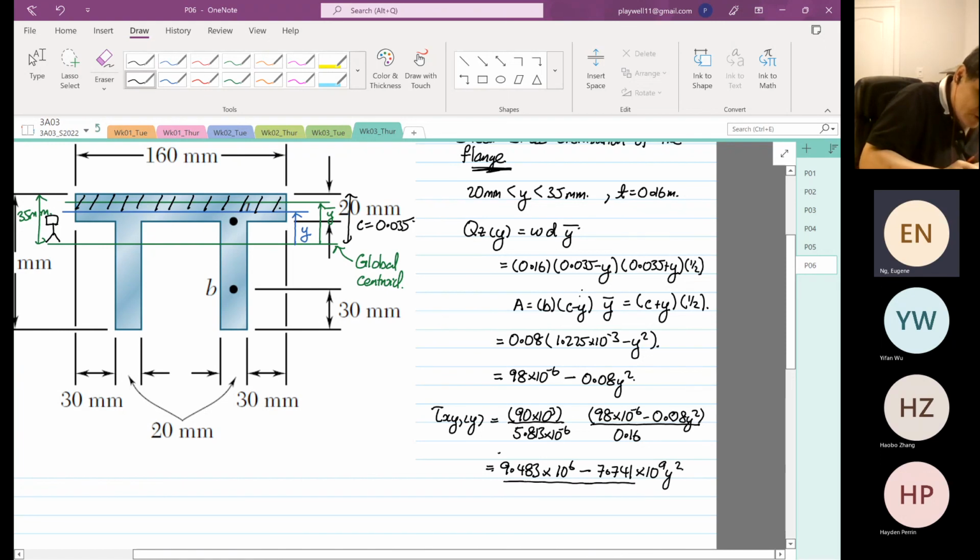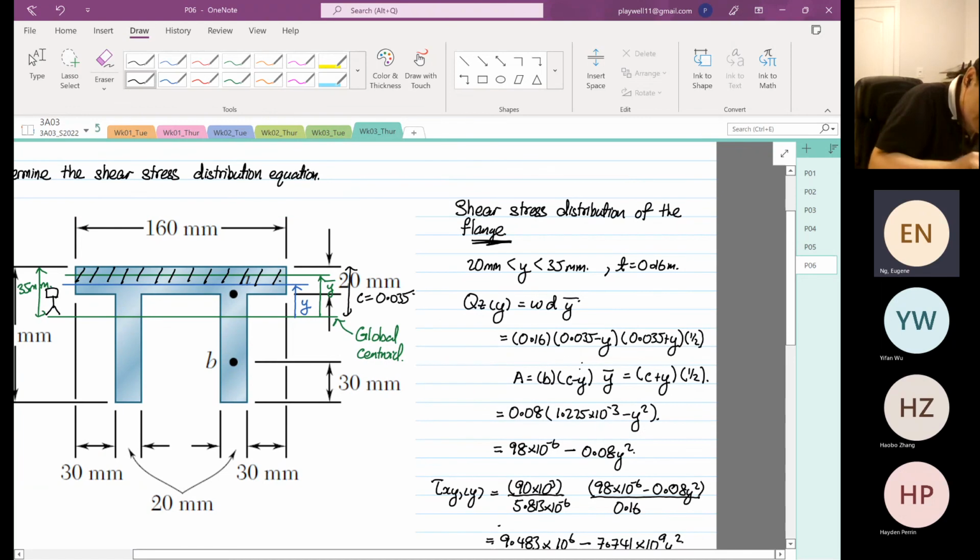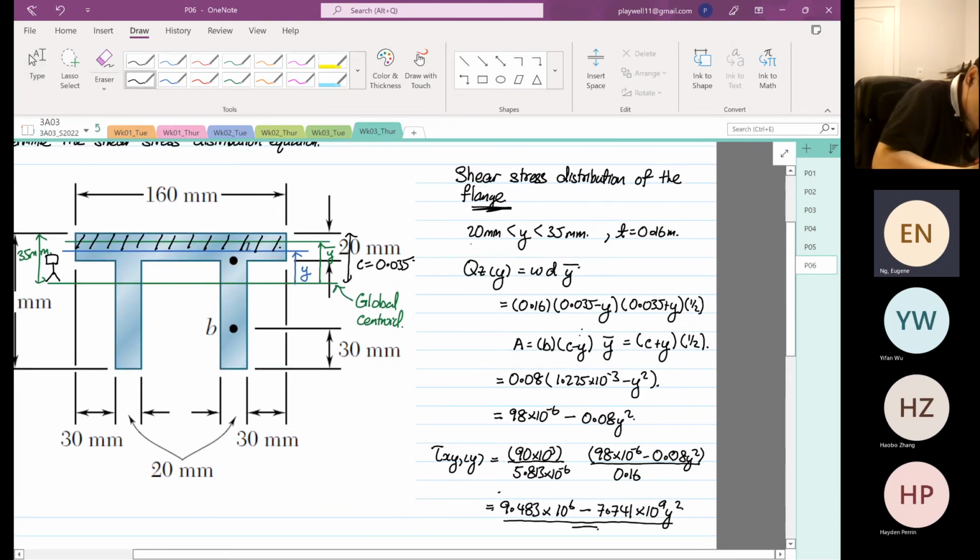So this is the shear stress distribution equation in the flange, and this equation is only valid from 20 millimeters up to 35 millimeters. I'm going to stop here.